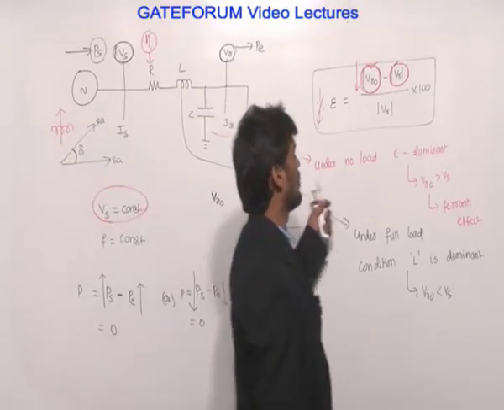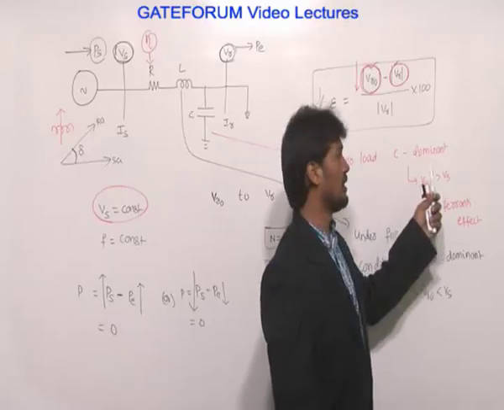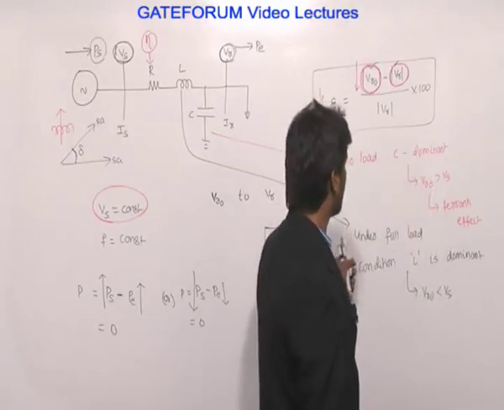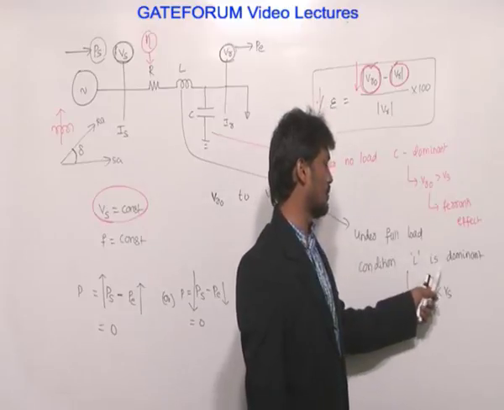Therefore, under no load condition, capacitance is dominant. Already you know this. Because of this, voltage at the receiving end is more than sending end voltage. Under full load condition, inductance is dominant.